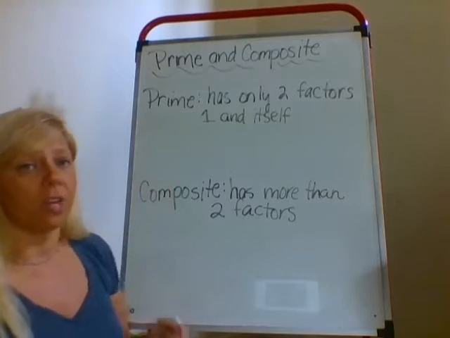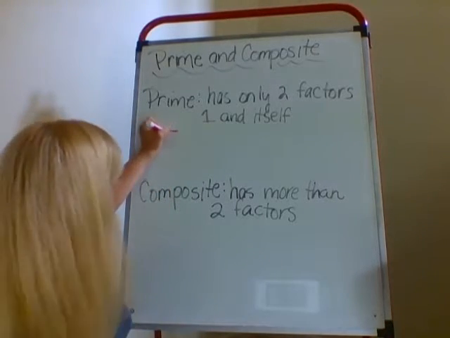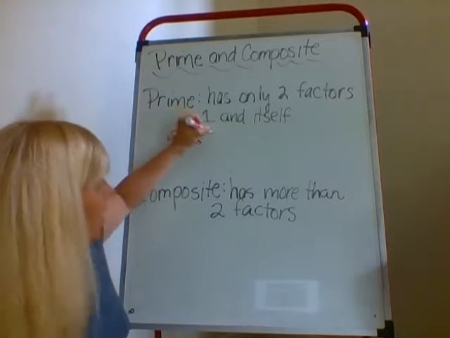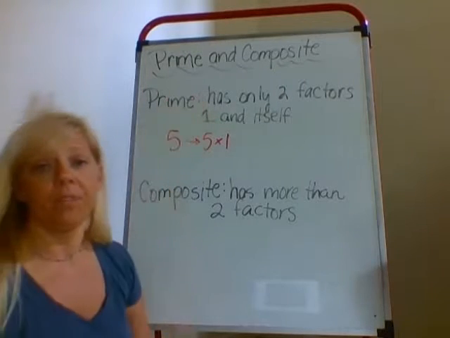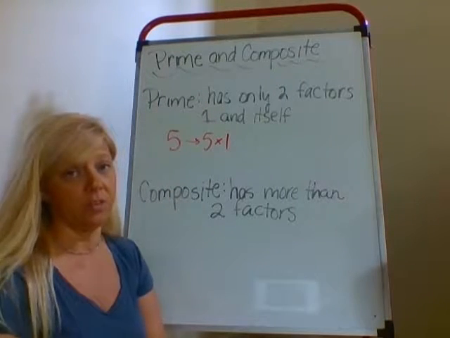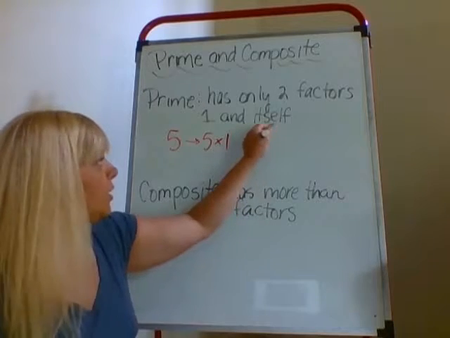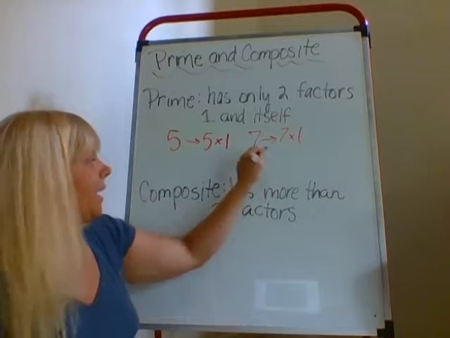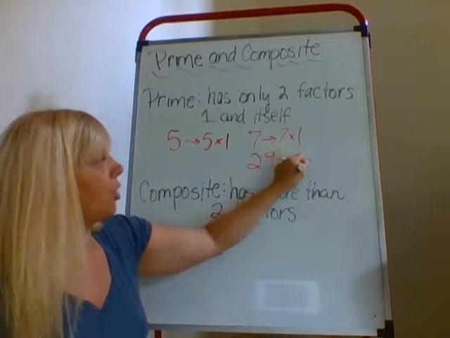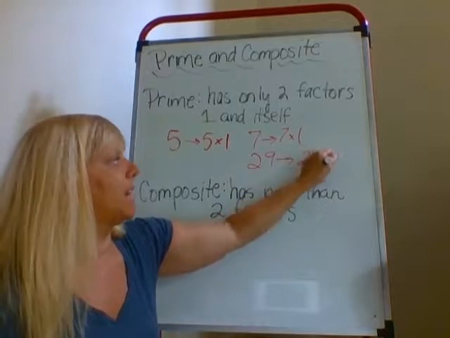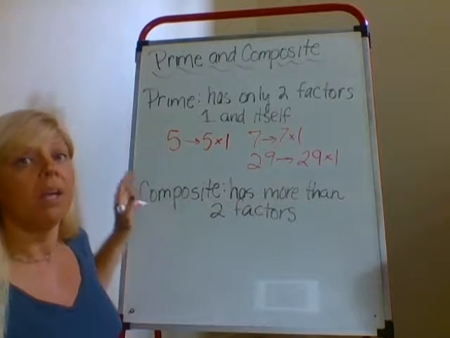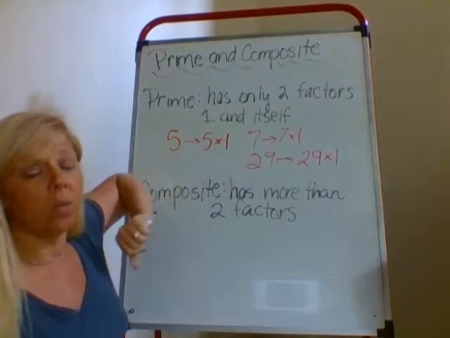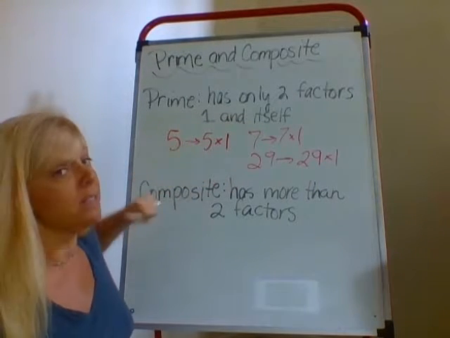So let's, for example, look at 5. 5 is a prime number because it can only be made by multiplying 5 times 1. Because remember, a factor is a whole number that goes into another number. So if we look at 7, 7 is 7 times 1. And 29, for example, the only way I can make that is 29 times 1. So these are all prime numbers because 5, 7, and 29 only have two factors, one and itself.